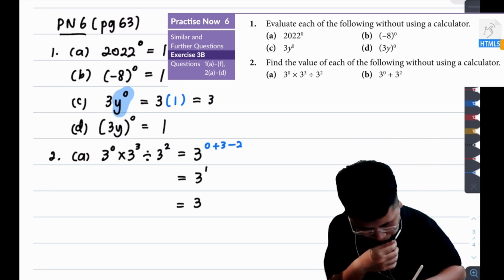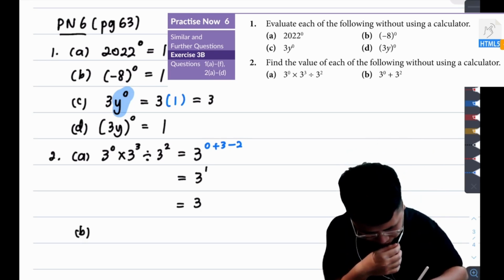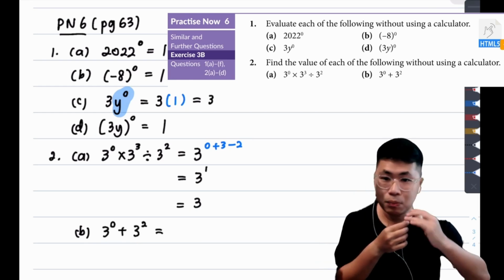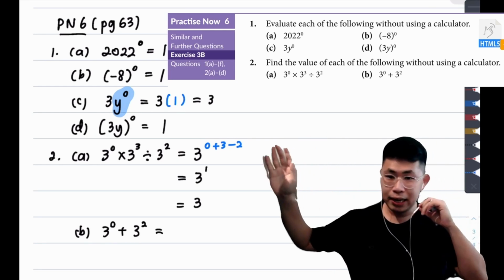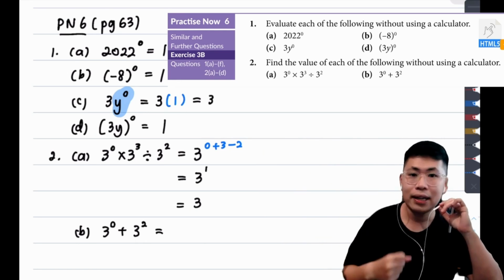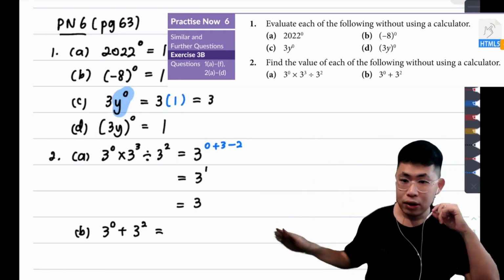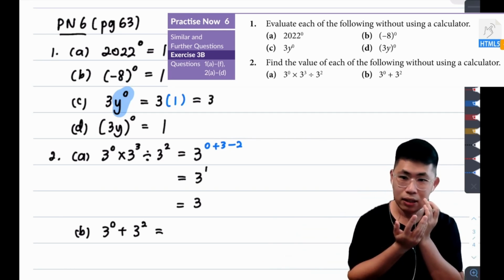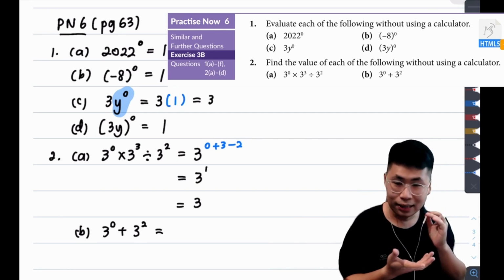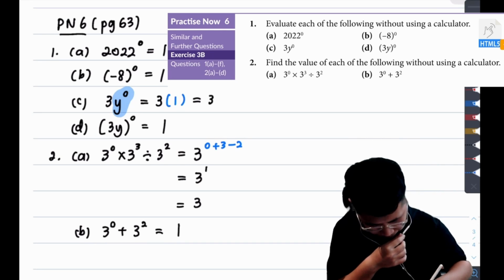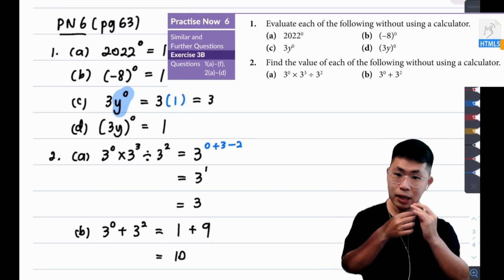Okay, for B, we have 3 to the power of 0 plus 3 to the power of 2. Now, please don't be fooled. For question A, it is times and divide. So when we have times and divide, we can combine our indices together. However, if we have plus and minus, then we cannot combine our indices. We have to add one by one. Alright, so for this instance, 3 to the power of 0 is 1, 3 squared is 9, so 1 plus 9 is 10. Okay, a bit different.